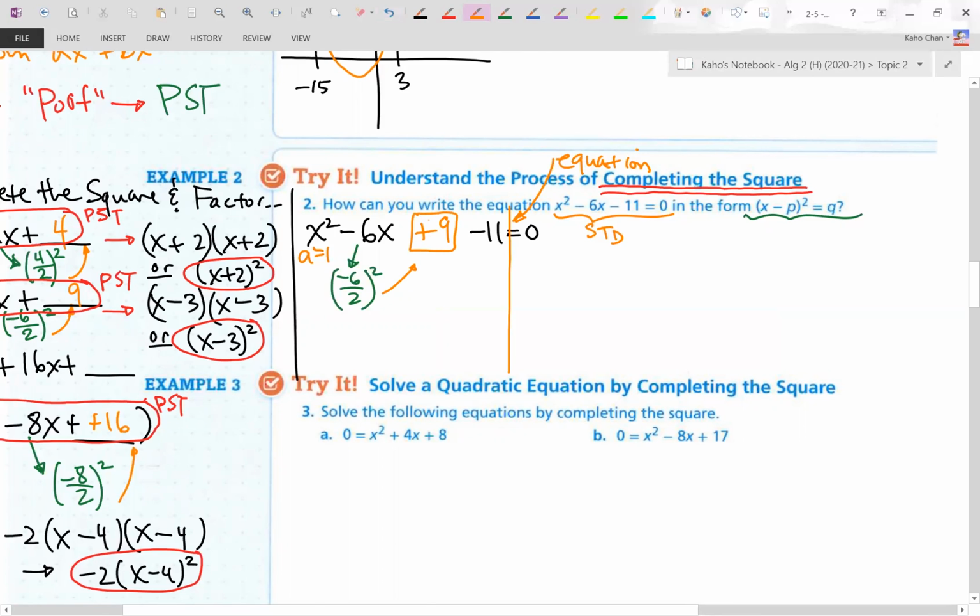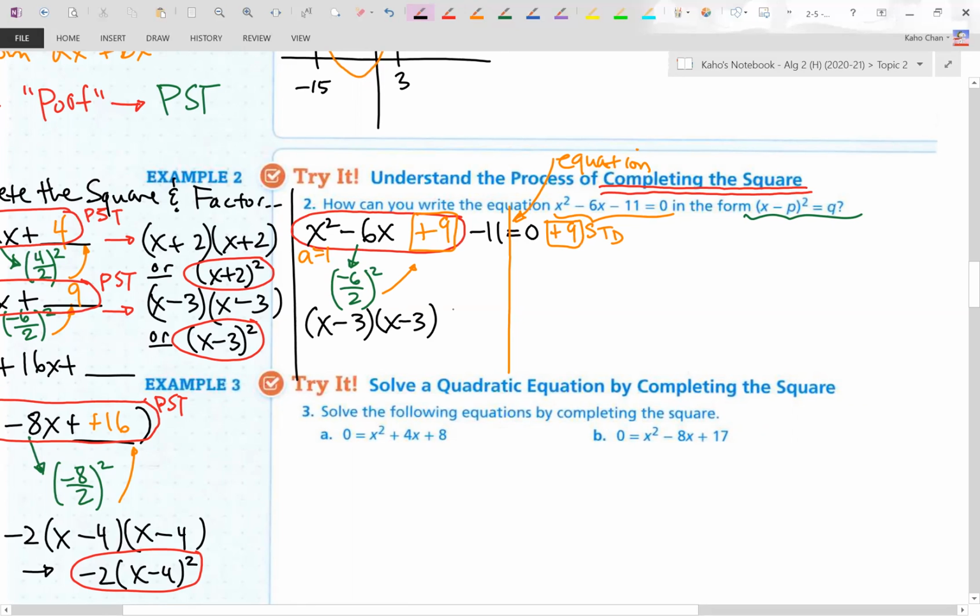Oh no. I just pulled a plus 9 on the left side, and it's now unbalanced. I need to add the same amount to the other side to balance the equation. Okay. I've created a perfect square trinomial right there, which can be factored. x squared minus 6x plus 9. The square root of 9 is 3. It's a minus plus situation, which means this is minus minus.